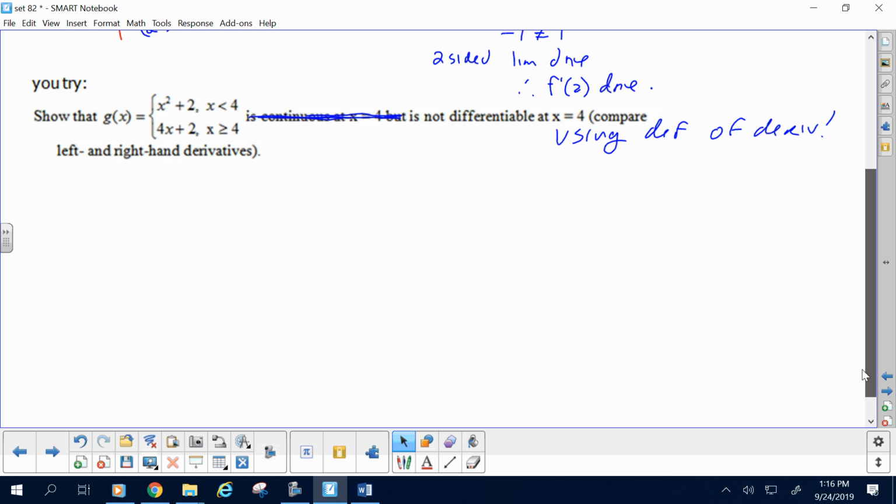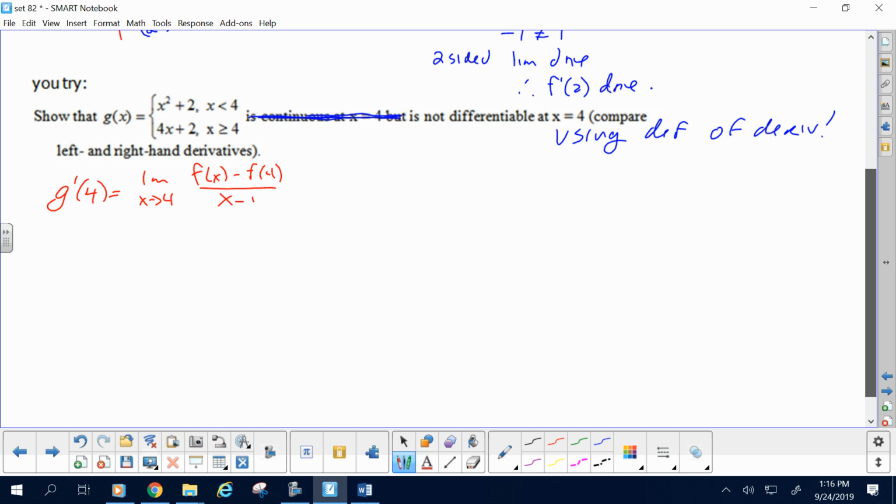I don't enjoy getting this on a test because it takes me a while to grade. But I would expect you to write something like g prime at 4 is the limit as x goes to 4 of f of x minus f at 4 over x minus 4. Basically stating, hey, I'm using the alternate definition of the derivative. Then going to one-sided limits, and feel free at that point to use more specifics.